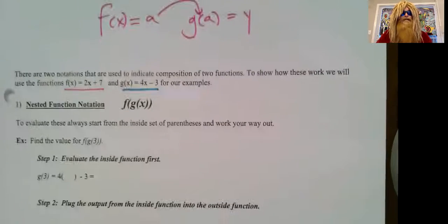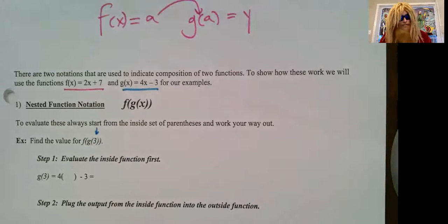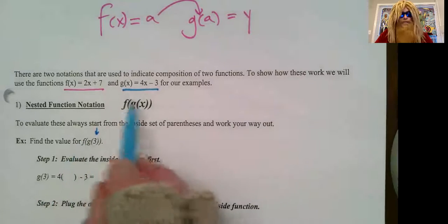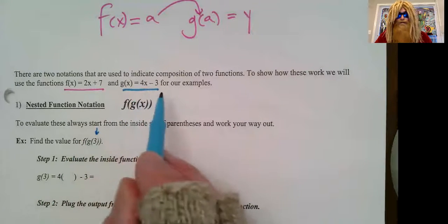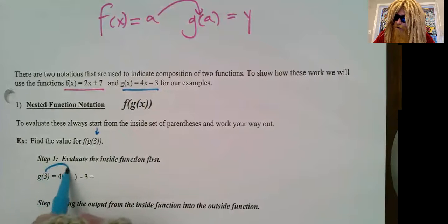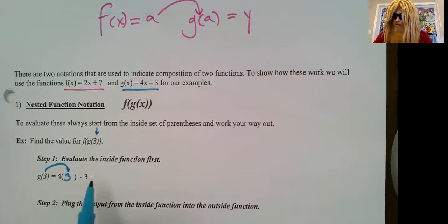And that means that the input value we're going to be using is that 3 right there. Okay, so we're going to be starting with this. Your step one is to start with the inside function first, which is g of 3. Now, we know from what we have up here, g of x is 4x minus 3. So g of 3 means I take 4, I plug that 3 in instead of x, 4 times 3 minus 3, and we're going to do the work here.